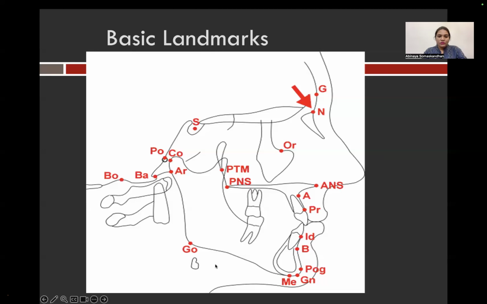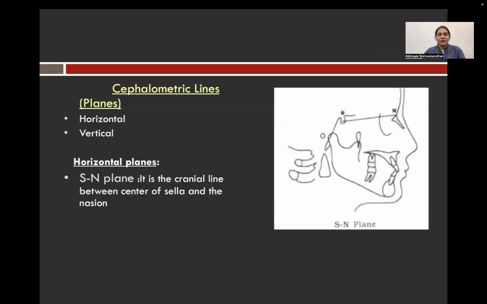Next is the gonion, which is represented by the letters GO, located on the curvature of the angle of the mandible by bisecting the angle formed between two lines, one tangent to the posterior ramus and another tangent to the inferior border of the mandible. These two tangents are connected and it is marked as GO. So these are the basic landmarks which we will be needing for the analysis which we will see today.